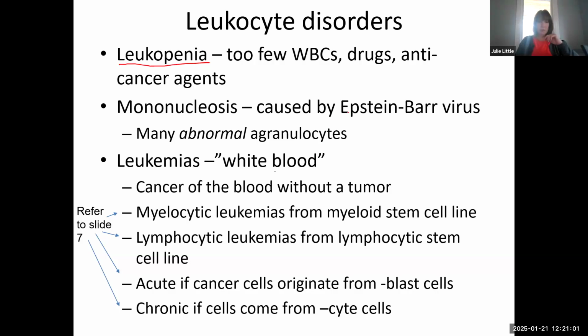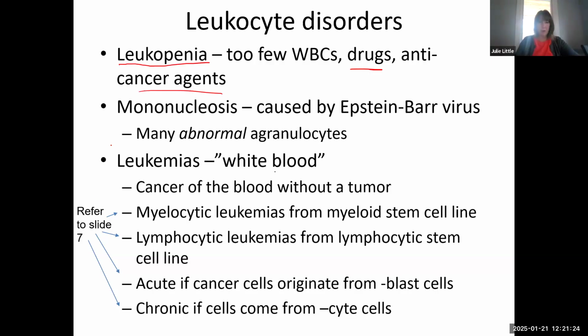It can be from drugs, like maybe you're taking cortisol. It could be through anti-cancer agents, or it could be for a variety of reasons. You could have leukopenia for many different types of reasons. So the term leukopenia just means having a low white blood cell count.